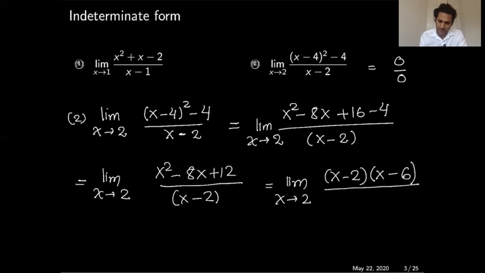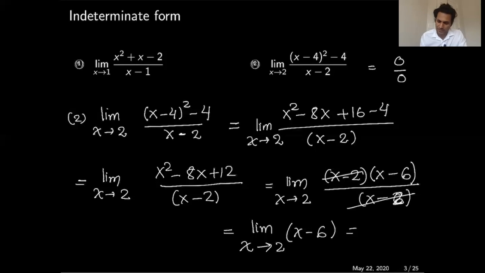and x minus 6, these are the two factors, and x minus 2, sorry, cancels out, and then you have the limit as x approaches 2 of x minus 6, which is -4. So this is our limit.